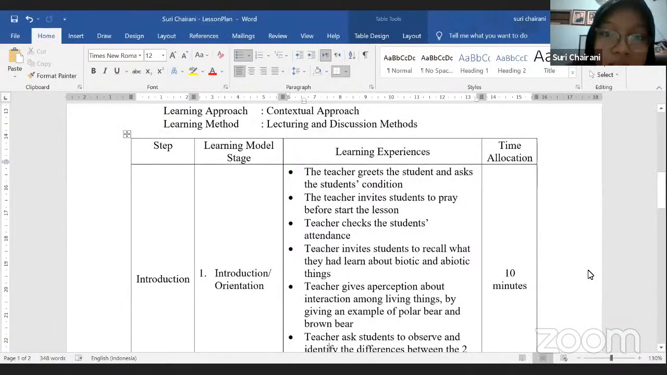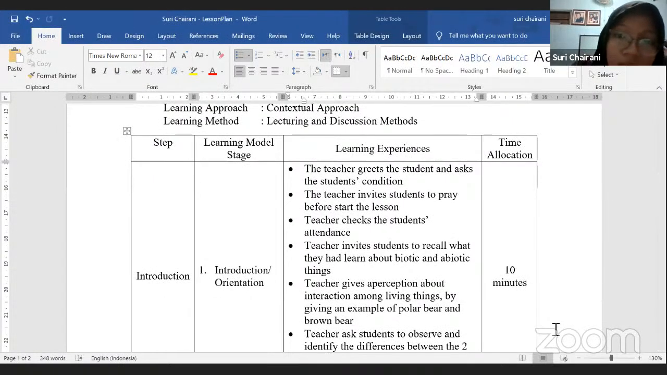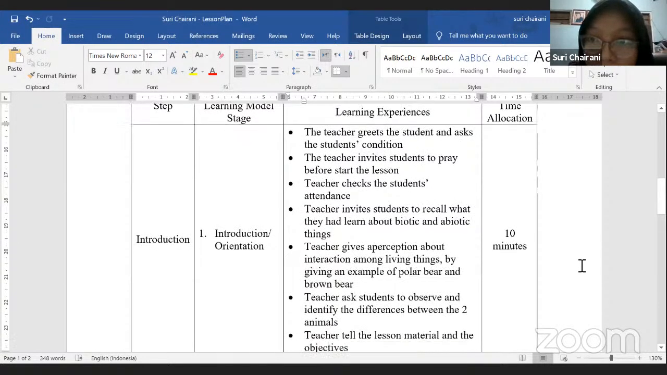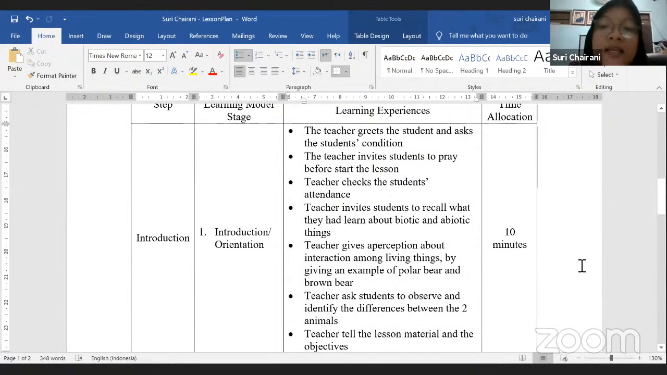There are 4 steps. The first of the 4 steps is orientation. This is the learning experience that students get, an introduction step. The time allocation is 10 minutes.